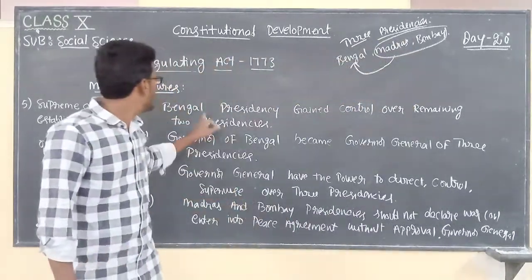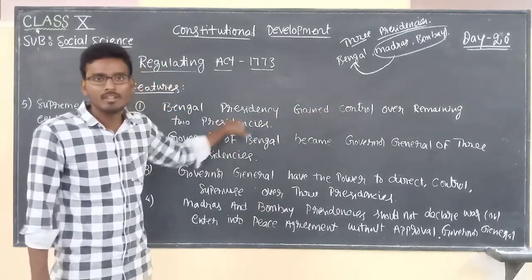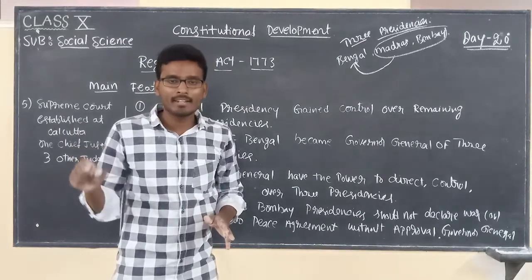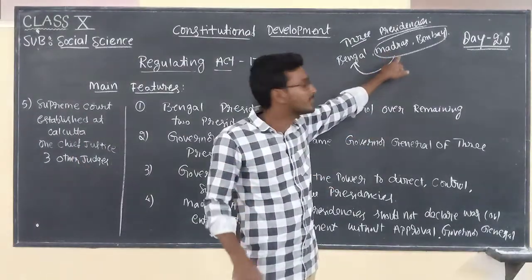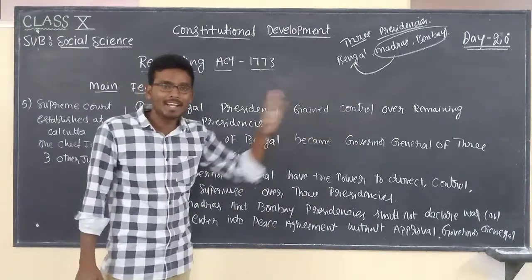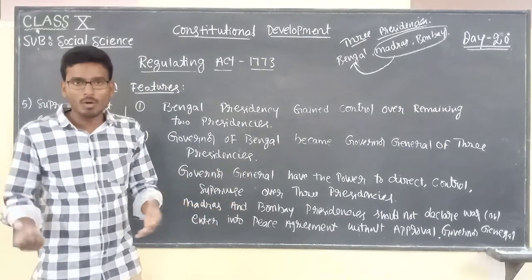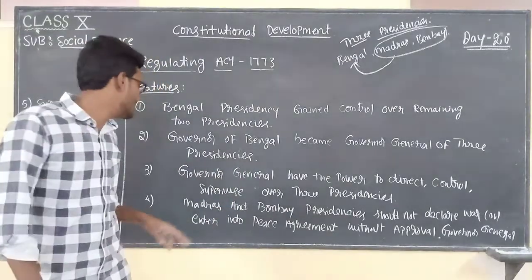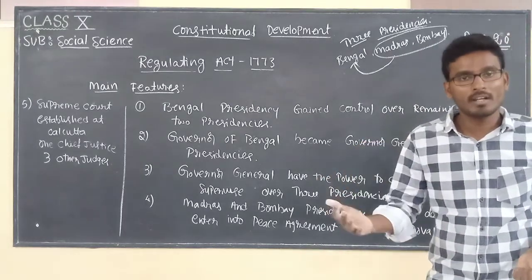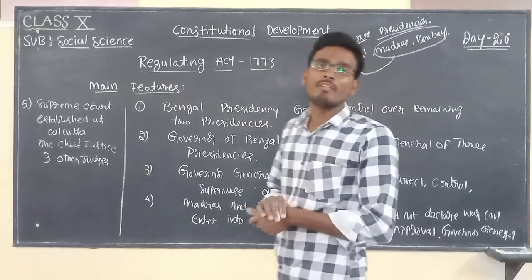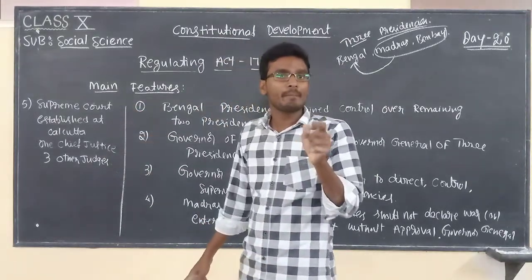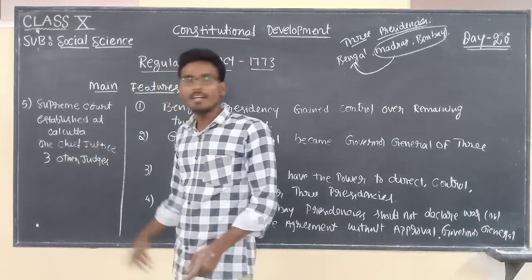First of all, the first feature, Bengal presidency gained control over remaining 2 presidencies. I already told you, before this act there are 3 presidencies and those presidencies are independent. But after this act, the remaining 2 presidencies, Madras and Bombay, come under the control of Bengal. After that, Governor of Bengal becomes Governor General, and Governor General has the power to control, direct and supervise over 3 presidencies, and except Bengal, Madras and Bombay presidencies, they should not declare any war, and they should not enter into peace agreement without approval of Governor General. And finally here, Supreme Court is established at Calcutta. That Supreme Court is comprised of 1 Chief Justice along with 3 remaining judges.